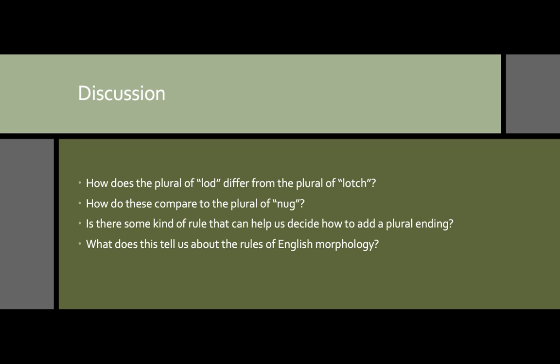And again, some things to consider in that, other than what I've already mentioned, is how does the plural of laud differ from the plural of lotch? If you were to actually spell it, one would have an S and one would have an ES. Is there some kind of rule that can help us decide how to add a plural ending? And what does this tell us about the rules of English morphology?